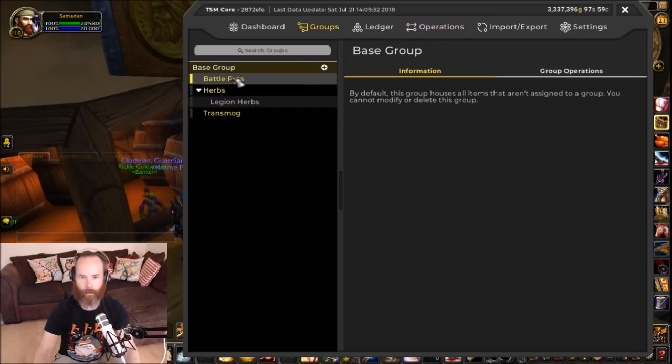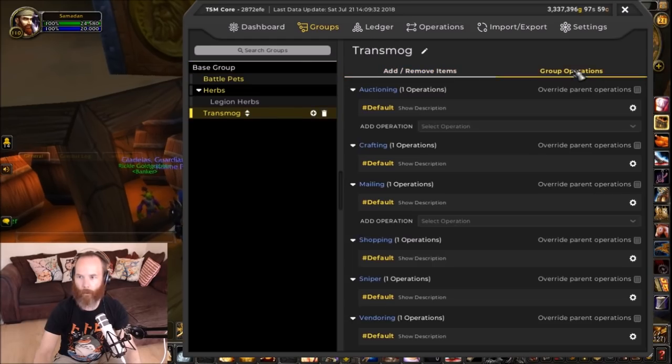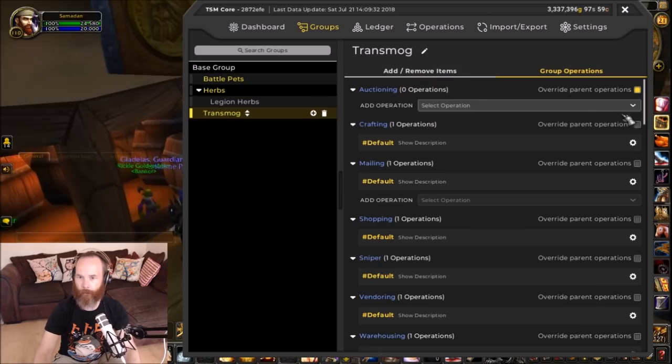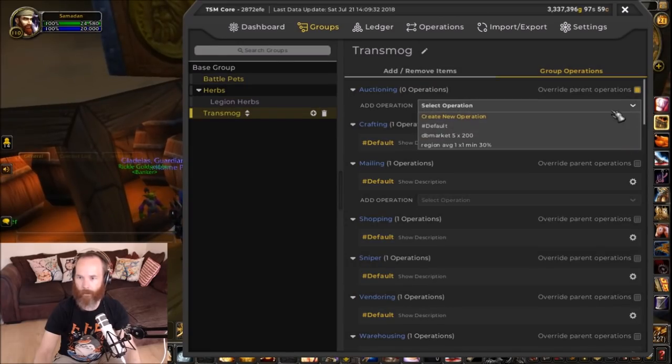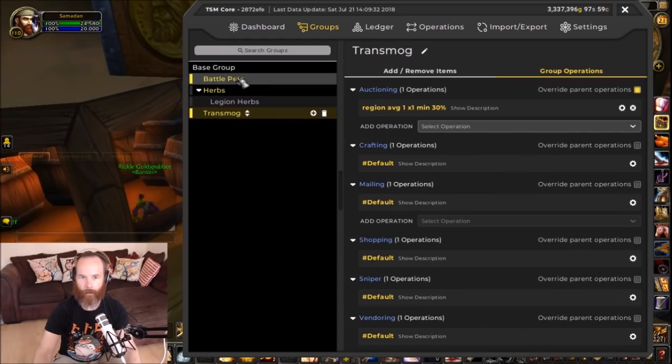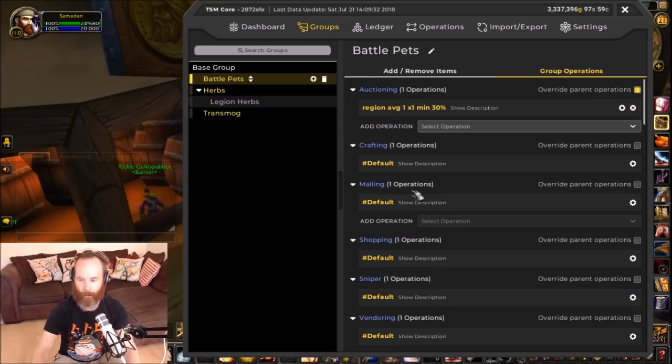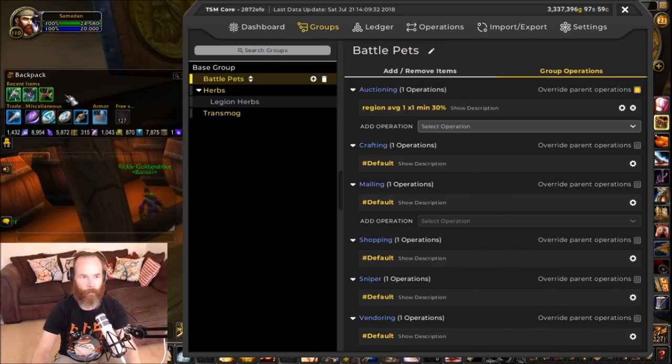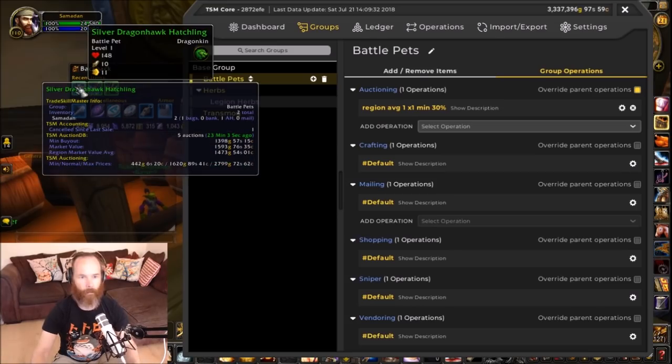And then we can apply this operation to both our transmog, so the group operation here, override the parent operation, and we've got it in our list already here, so we don't need to create a new one. We can use region average 1 by 1, minimum 30%, and the same for our battle pets. There we go. And if we were to look in our bags, we can see here if we hover over these, the silver Dragonhawk hatchling has a minimum price of 442, a normal price of 1,620, and you can see at the moment the minimum price is 1,398, so we're well within the minimum and the normal. And then the maximum price we're going to go to is 2,700.